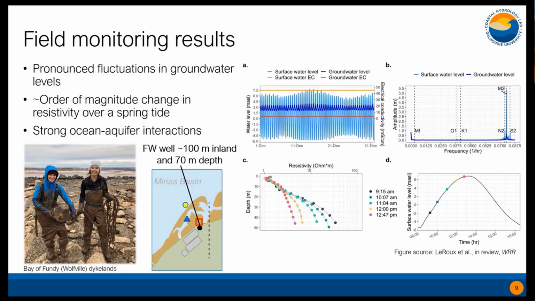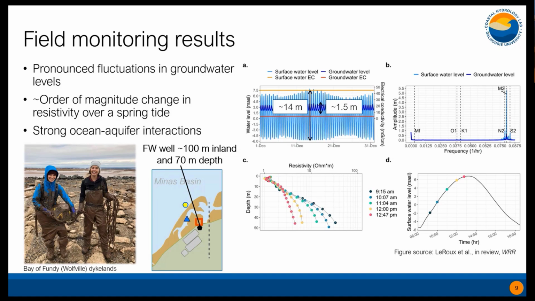And if we look at this first panel here, the light blue shows the surface or tidal water level, and then the dark blue shows the groundwater level from that monitoring well. And we saw about a 14 meter range in the tidal level during spring tides, which is obviously a substantial tidal range. And the Bay of Fundy is home to the highest tides in the world. So it was really cool to capture that. And then even more interestingly, we saw about a meter and a half range in the groundwater level, again, at this 100 meters inland and 70 meters below the ground surface. So these results really show pronounced fluctuations in groundwater levels and a strong connection between land and sea.